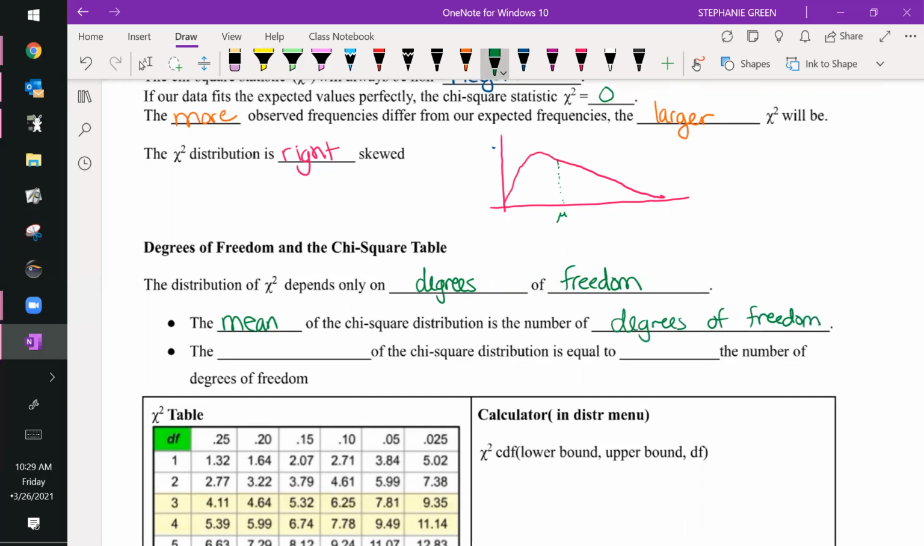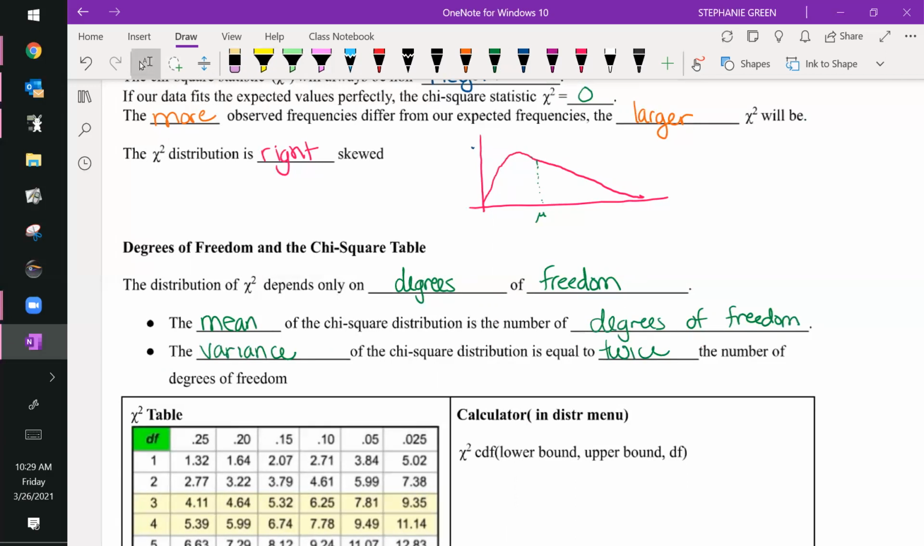Okay, and the variance, remember variance is the standard deviation squared. The variance of the chi-square distribution is equal to twice the number of degrees of freedom. So if we have a chi-square distribution and we know our degrees of freedom is, say, 5, meaning there's 6 different observed values, then we would know the mean of our chi-square distribution is 5, and we would know the variance of our chi-square distribution is 10.